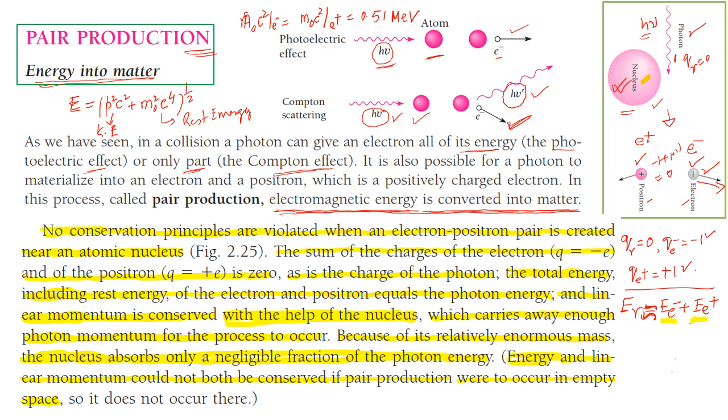Okay, so what does this mean? The phenomenon of pair production does not occur in empty space. If this nucleus is not present in the vicinity of this photon, then this photon is not going to materialize into a positron and an electron. So the presence of this nucleus is important. We'll see this in the next slide.